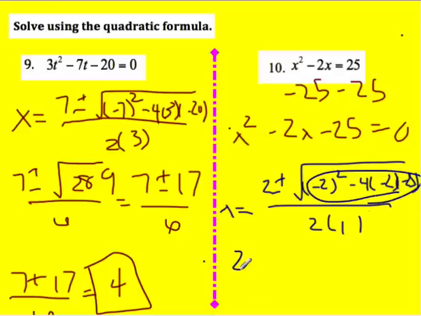So in my calculator, I do, with all the parentheses, negative 2 squared minus 4 times negative 2 times 1, sorry, that should be a 1, not a negative 2, because that's your a, times negative 25. And what you end up getting is 54. And you're taking that and dividing it by 2.